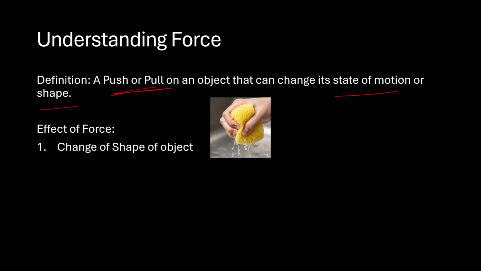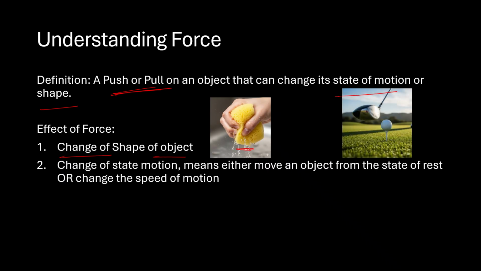See, here the first example I have taken is change of shape of the object, right? So here we see that there's a sponge, and initially it is in a cuboid shape, but when we squeeze it, push from outside, the shape of the sponge has changed and it is not in the cuboid form. So this is the first effect of the force.